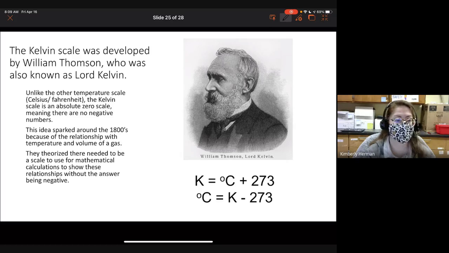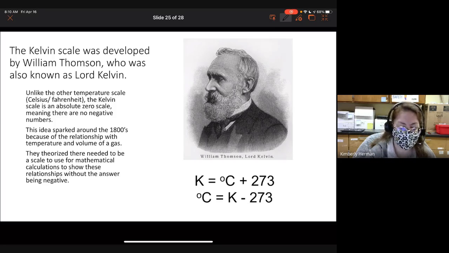It was developed by William Thomson, who is actually known as the Lord Kelvin. Unlike the other temperature scales, Celsius and Fahrenheit, the Kelvin scale is an absolute zero scale, meaning that there are no negative numbers, and this became very useful in science. If we were doing any of these gas conversions and we had a negative degree Celsius, it would then make it a negative, or we would lose particles, and then it's getting into a whole different thing for it.